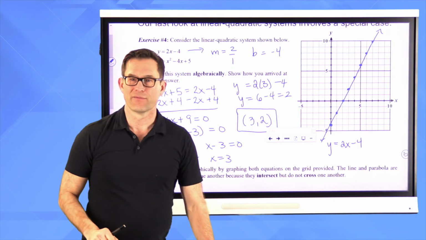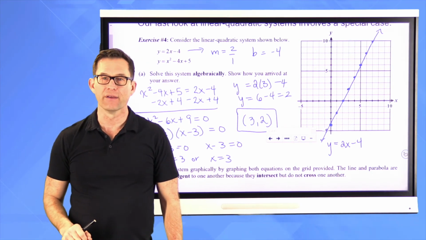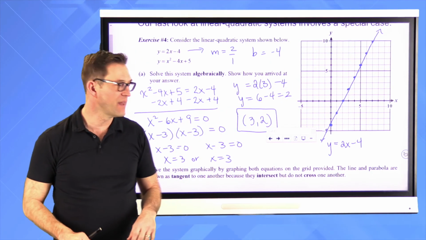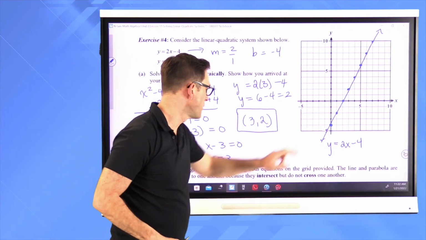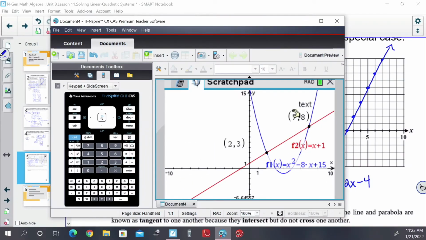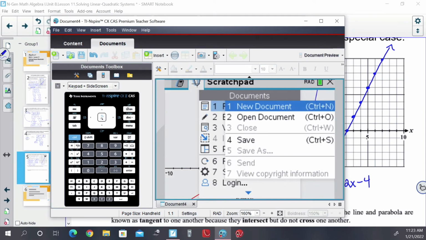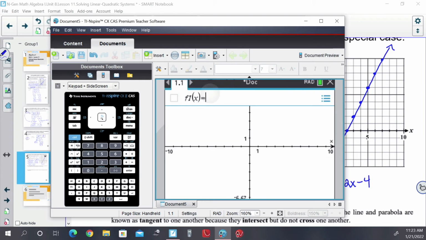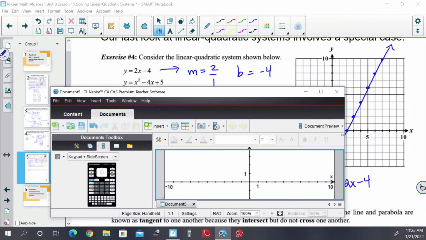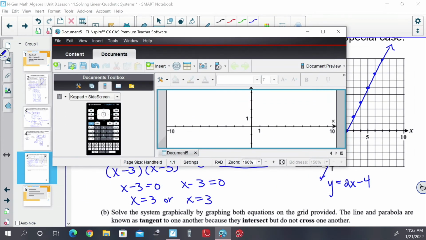Now the other thing we have to do is create a table of values and plot them on here. You've seen how to do that before, so I'm going to exit out of here and bring this thing open. Let me actually set up a new document. Nope, I'm going to add a graph, and I'm going to put my parabola in there. Oh, why do I keep doing that?